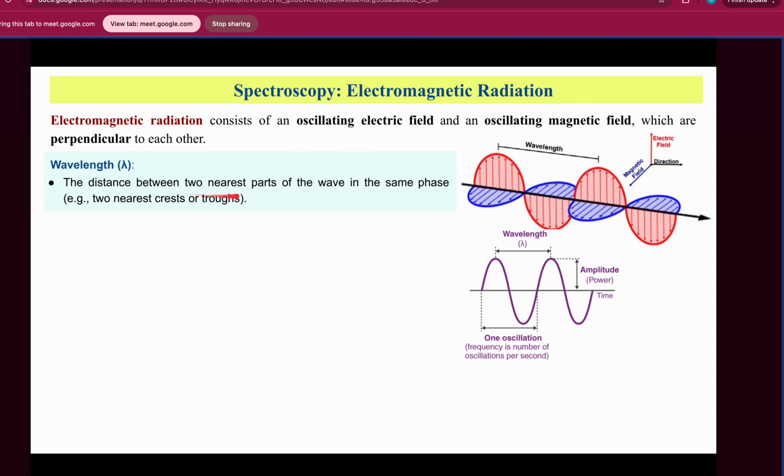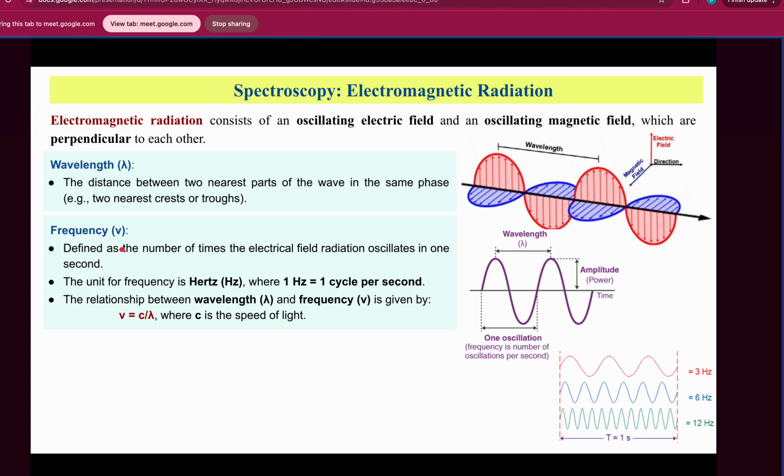Wavelength is the distance between two nearest parts of the wave in the same phase. For example, if we compare this particular point from where this wave is starting, then towards this particular point, which is the two nearest parts where this wave is in phase. Or we can also compare the first crest with the immediate successive crest which is coming in the next region. In this case, these two points are also in phase and these are successive points. So this is also referred to as wavelength. Simply, it is the nearest parts which are in phase. That is known as wavelength.